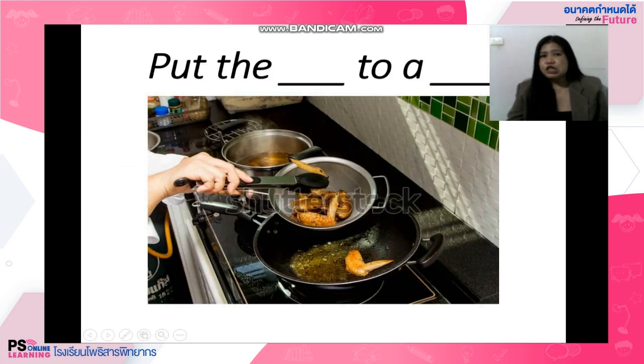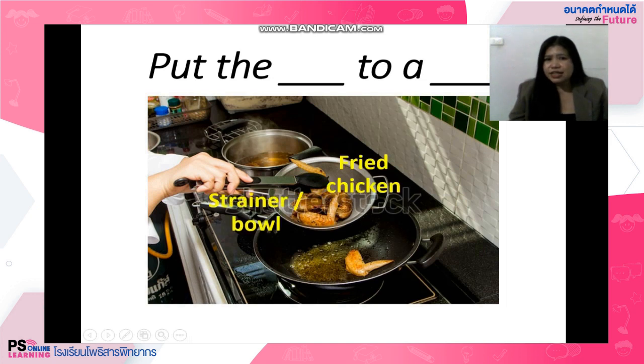I'll give you another example using put the and to a. Look at this photo. This photo is the same as get the, right? But here we're going to use put. Where do we put the chicken? This is a fried chicken, and this is called a strainer.